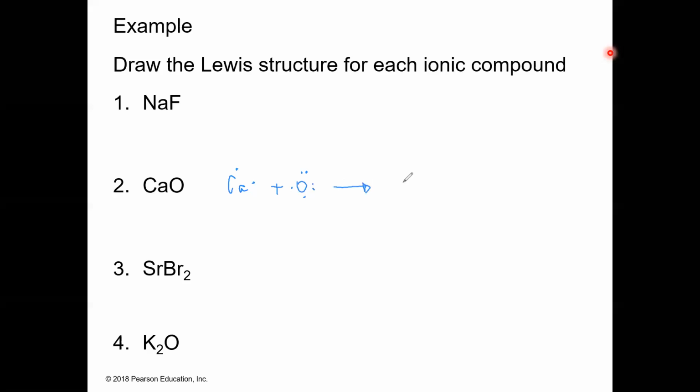So we form calcium. After it's donated both of its valence electrons, we now have a 2 plus charge. And oxygen, which gained the 2 electrons, now has an octet. Remember that we need to write the charge of the anion outside of the square brackets, and we have a 2 minus charge. For ionic compounds, remember that the charges overall at the end need to cancel out. So a 2 plus and a 2 minus equals a 0 charge at the end.